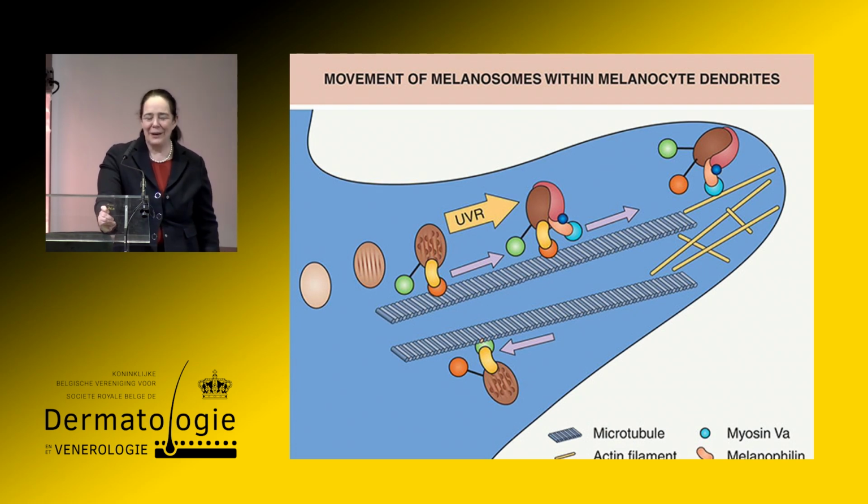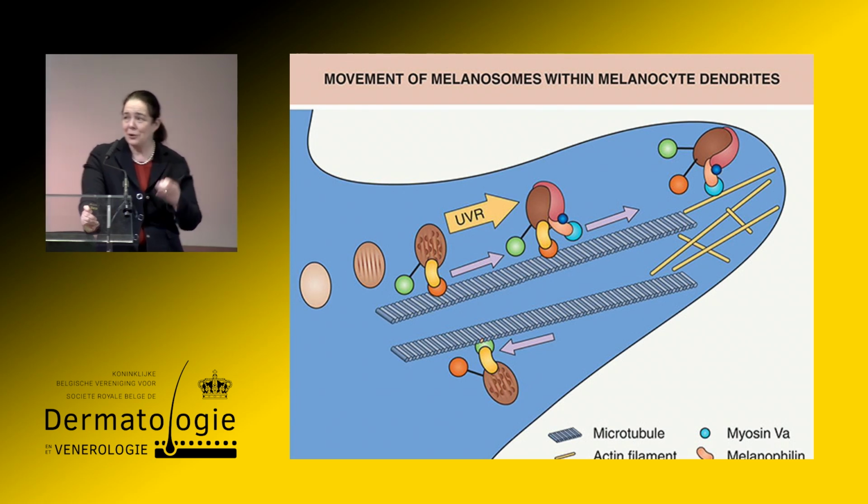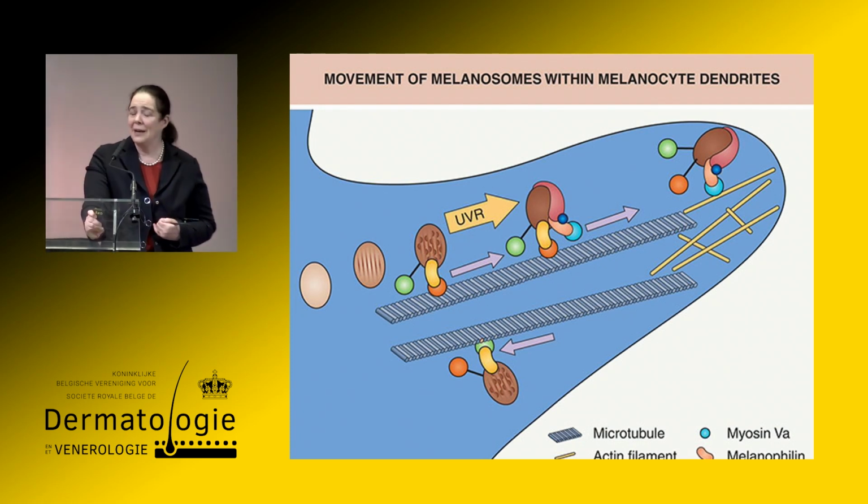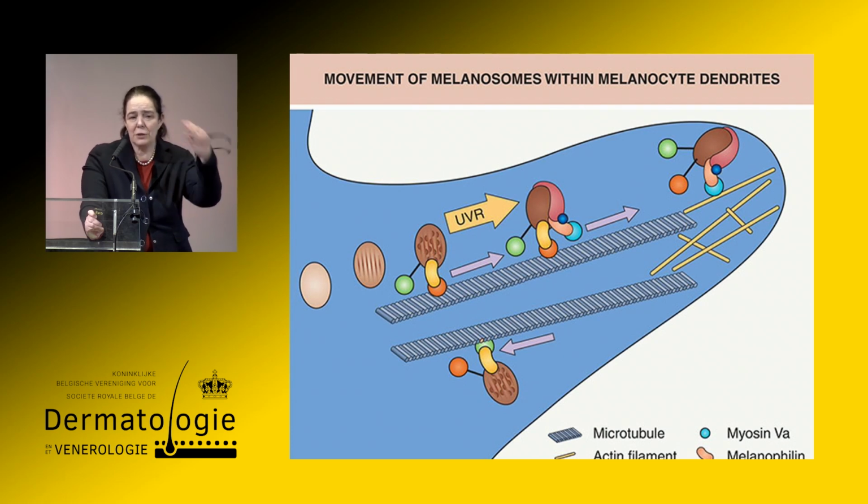Okay, it's impressive to see how sophisticated it is to transmit these organelles to the keratinocyte. And this is also induced by UVR and mainly UVA. It's interesting to see that when you have been in the sun, you have an immediate pigmentation, and this immediate pigmentation is given by an immediate transmission of the melanosomes to the keratinocytes. So this is related to this system.